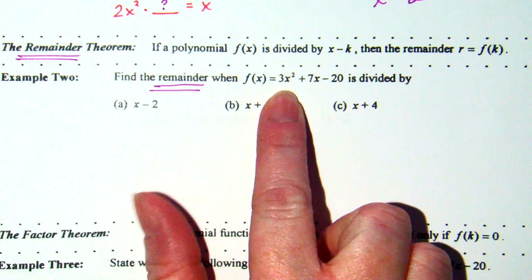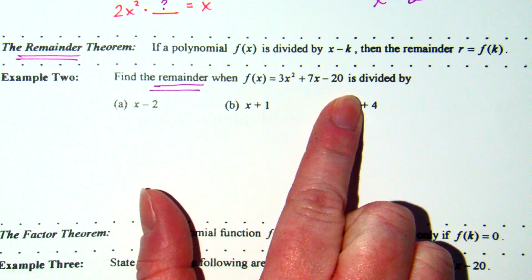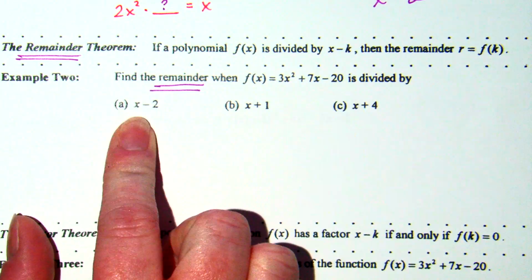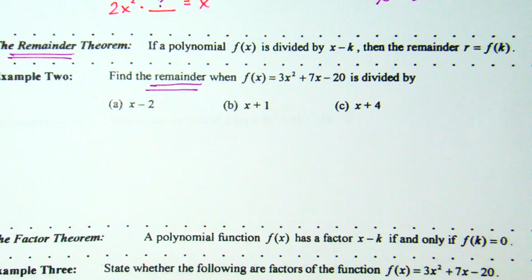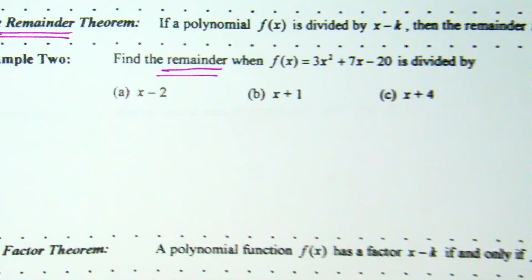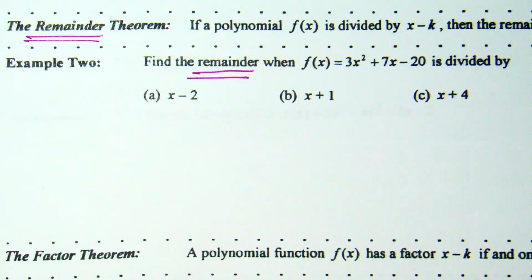I'm not going to take that option away; you can technically do long division here. But most of you don't want to do long division unnecessarily. So the idea is we find f of k. Now the key is, what is k? Well, notice it's x minus 2, right? So we're in the form x minus k. If it's x minus k, and we have x minus 2, what is my k value? 2. It's one of those things where it's always going to be the opposite of the given sign.